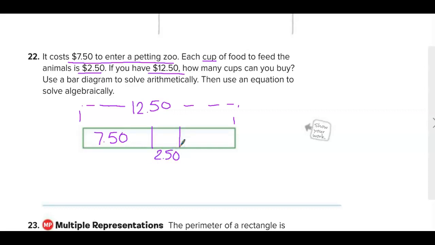I don't know how many of those I can have though. So let's just say a few, right? So one of these splits equals $2.50. So if I was writing my equation, my total is $12.50. I have $7.50 that I have to pay, plus $2.50 per cup. I don't know how many cups I'm going to buy, so that would be my variable C. And I would take $2.50 times the number of cups that I get. So there's your equation. So to solve this, I'm going to rewrite it over here where I have some more room to work.